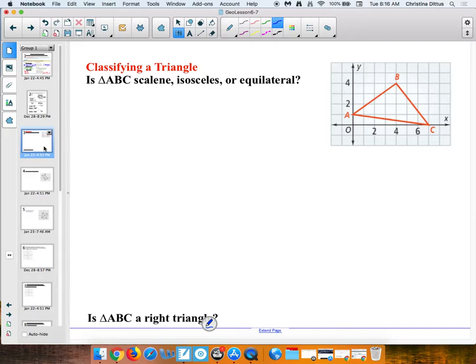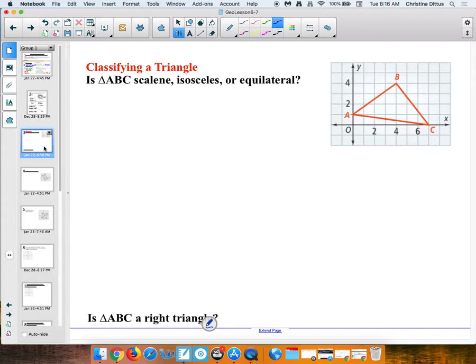Alright, I got a triangle here. What does scalene, isosceles, equilateral mean? What does scalene mean? Scalene isn't the same on two sides. No, that's isosceles. Scalene is different all around. It's just wonky. Equilateral is the same on all sides.